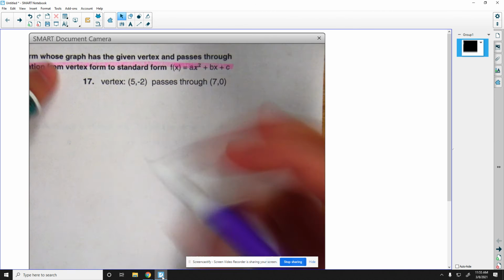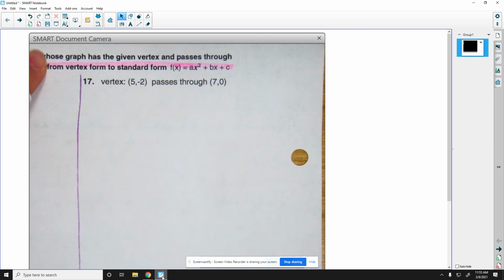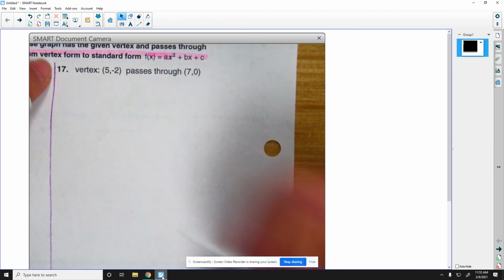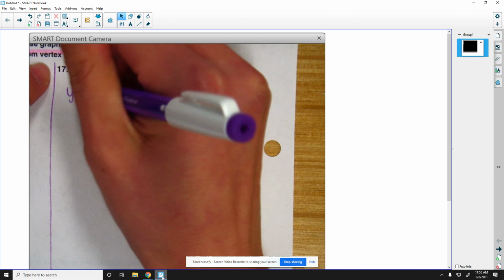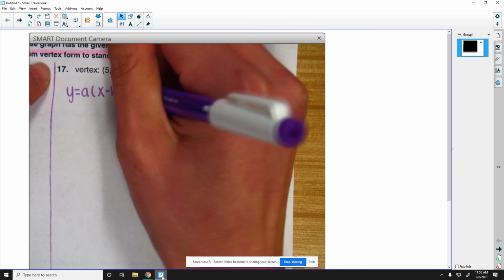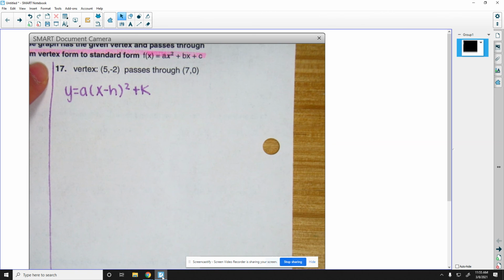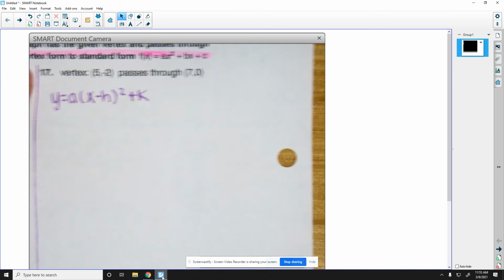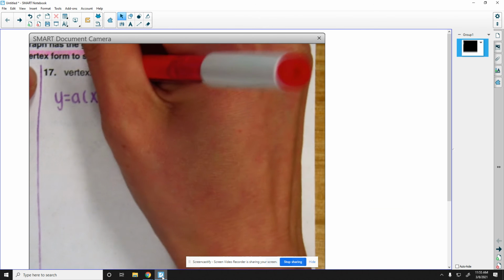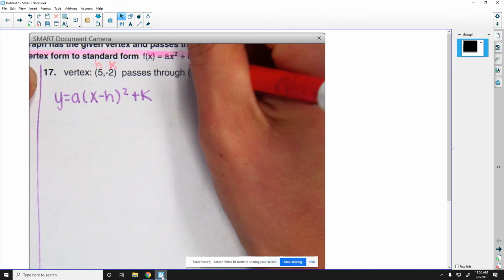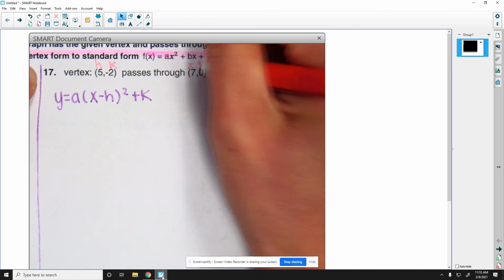Okay, you have to write small, because you're going to need a lot of room. You're probably going to need all that space. So write it in vertex form. Vertex form is y equals a parentheses x minus h squared plus k. And remember how they told us the vertex is always h comma k, and then the point they give me is always x comma y.